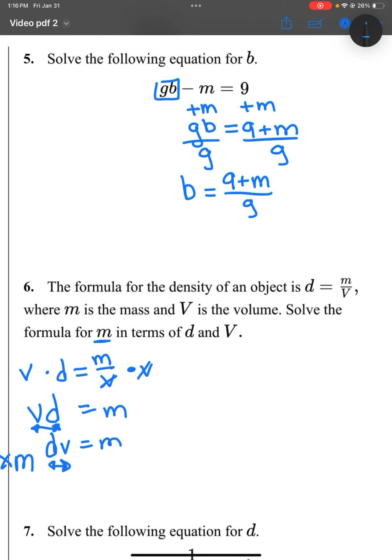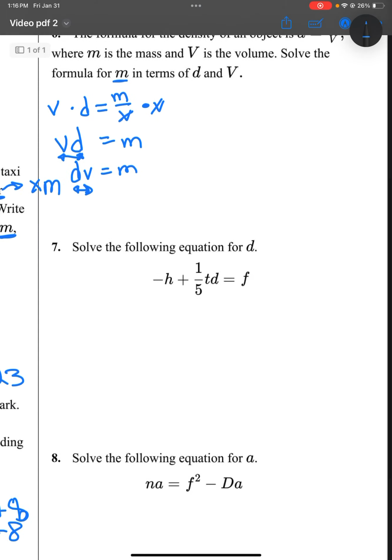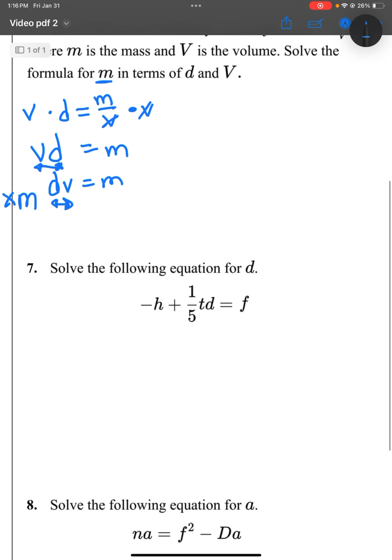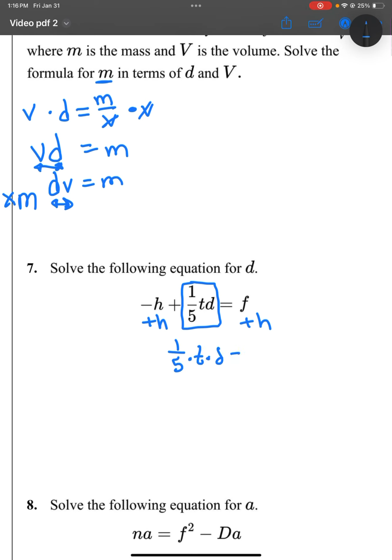So yeah. All right, number 7. This one has a lot of stuff happening to d. So the key thing here is we see this is all attached to d, so we'll move on that. Let's get rid of everything else first. Right now you're subtracting h, so let's add h to both sides. That leaves us 1/5 times t times d equals f plus h.